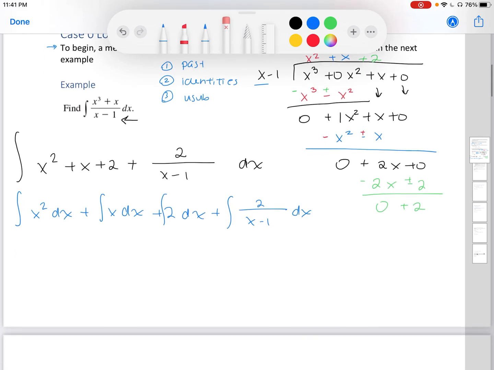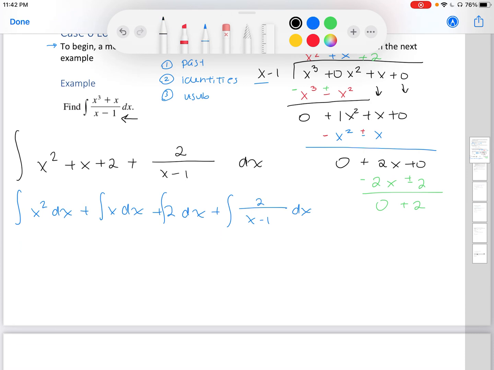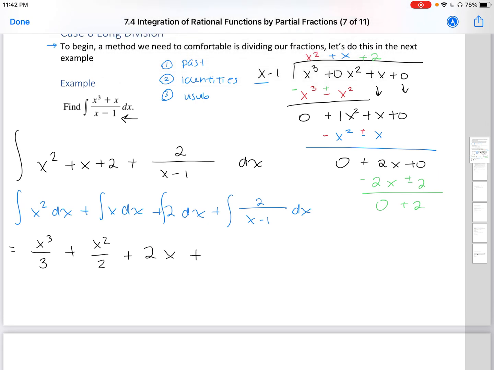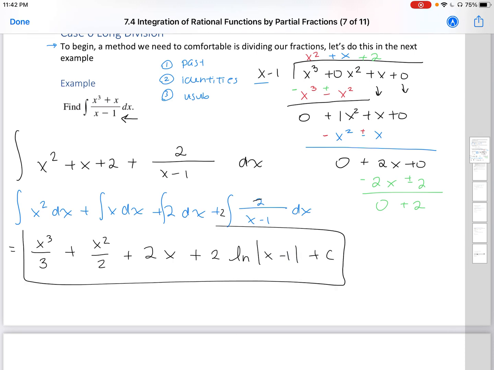So we see for the first set of terms, we just use our basic integration techniques. So we have x cubed over 3, x squared over 2, 2x. And for that last one, we factor out a 2, and we're left with just ln of x minus 1. Don't forget your constant. Now, for some of these future problems, we're going to start off by using long division and then perform our partial fractions.